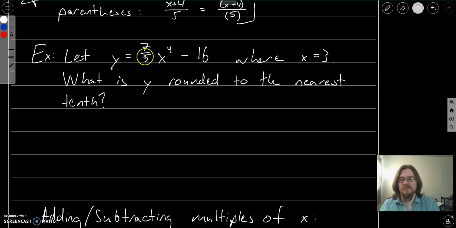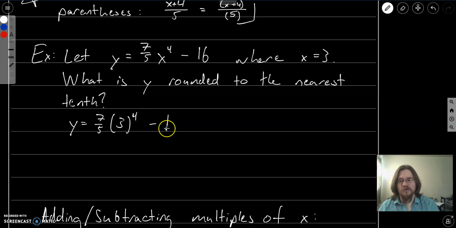So let's let y be equal to 7/5 x to the 4th minus 16, where x is 3. And again, what is y rounded to the nearest, in this case, tenth? So let's take y, and let's plug in our value for x. This is going to be 7/5 times 3 to the 4th power, and we're going to subtract 16 from that.